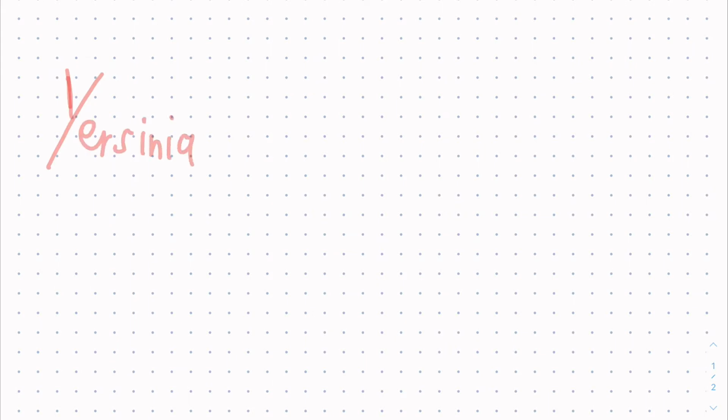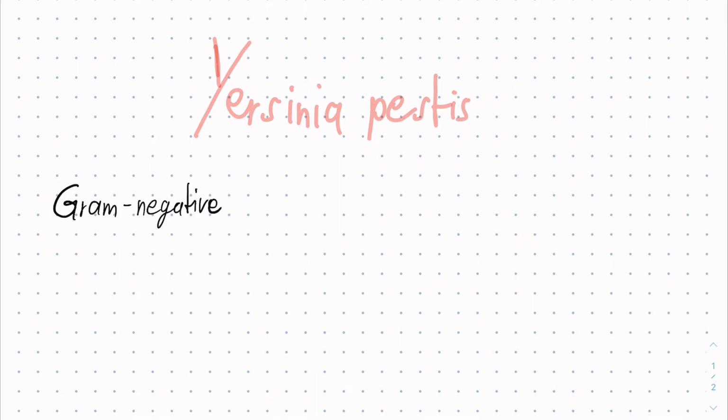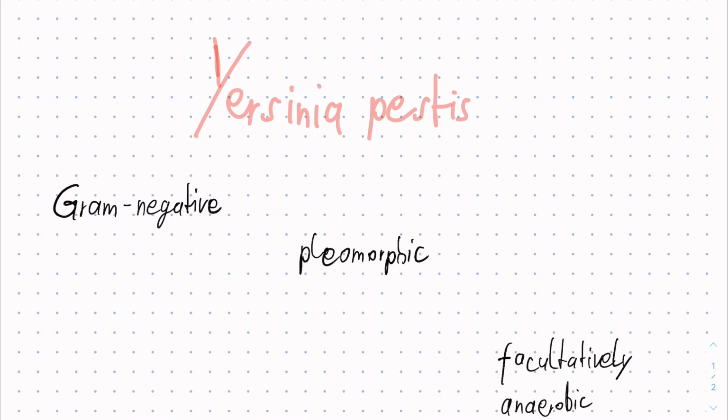Let's start with the causing pathogen, Yersinia pestis. It is a gram-negative, pleomorphic, facultatively anaerobic bacteria without any spores or flagellates. What does that mean? First of all, gram-negative means that the bacteria doesn't retain the purple color in the gram staining method due to a thin peptidoglycan wall.